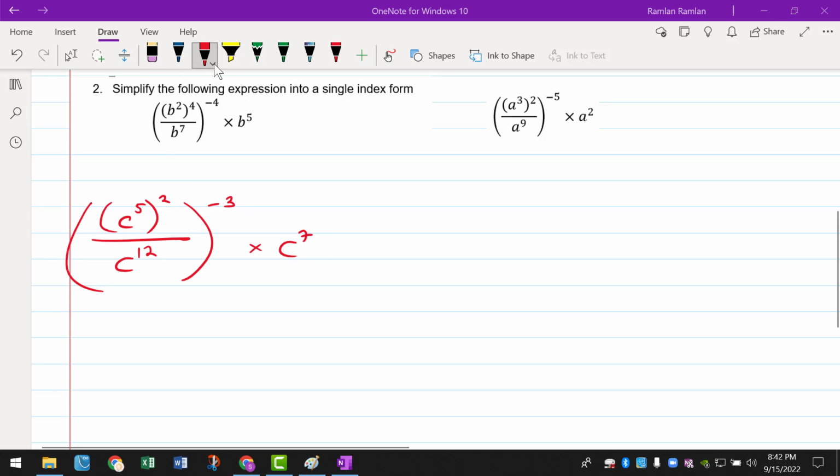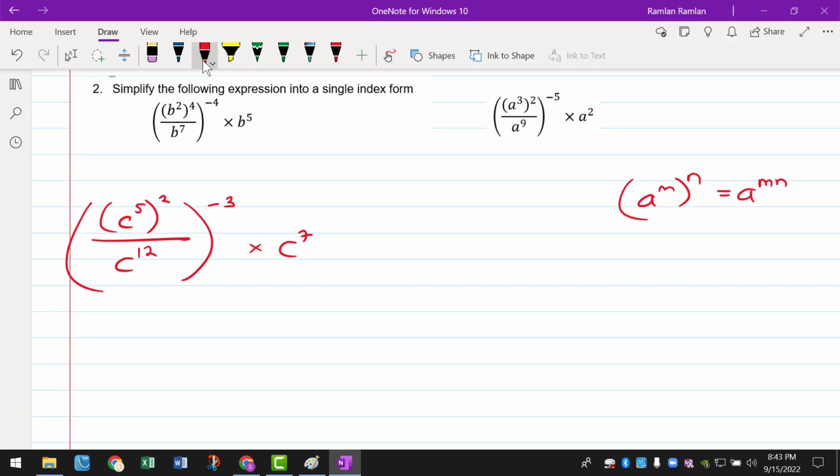Okay, so this is my new question, and the instruction is still the same. It's simplifying the following expression into a single index form. We have used the first and the second law for the first question. Now we can actually use the third law. The third law is this: if I have a to the power of m, to the power of n again, you will be just multiplying these two powers. So that will be just a to the power of mn, or nm. It's the same thing.